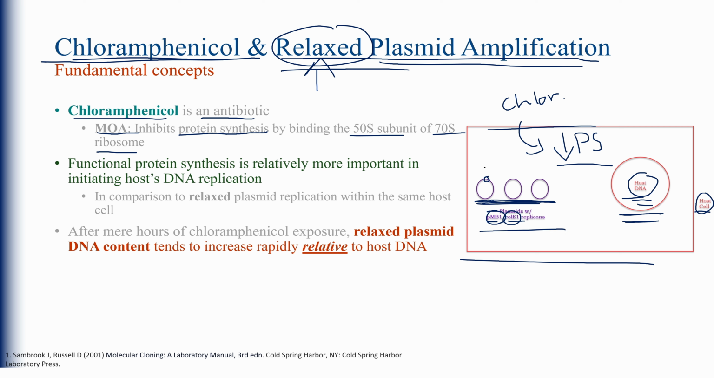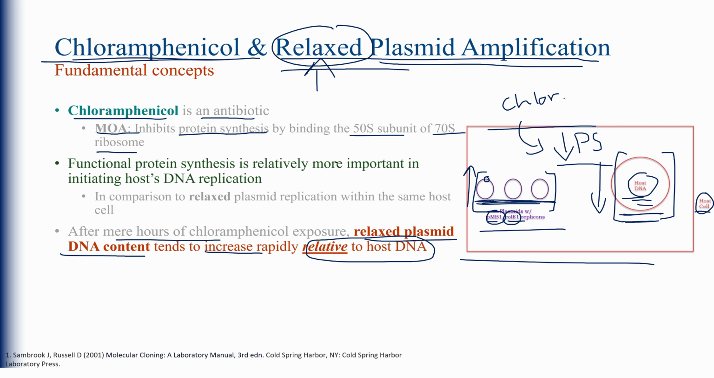And because of this, you'll see that the relative content of the number of plasmids will increase after you add the chloramphenicol relative to the content of the host DNA. In fact, after mere hours of chloramphenicol exposure, the relaxed plasmid DNA content will increase rapidly relative to the host DNA content. So a simple way, as I described, to understand this is that, simply speaking, in the case of relaxed plasmids, the functional protein synthesis of the host organism is relatively more important for initiating the chromosomal replication of the host, or the replication of the host DNA, than it is for replicating the relaxed plasmids.